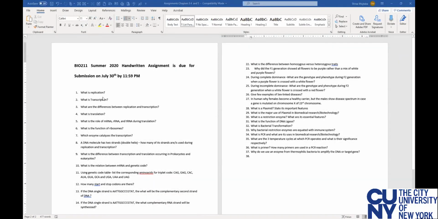Question number one from chapter three is: what is replication? Let's consider this is a double helical DNA. Now in prokaryotes, there is no nucleus, so this DNA is present in the cytosol, whereas in eukaryotes, let's say a human cell, this DNA is present in the nucleus in the form of chromosomes.